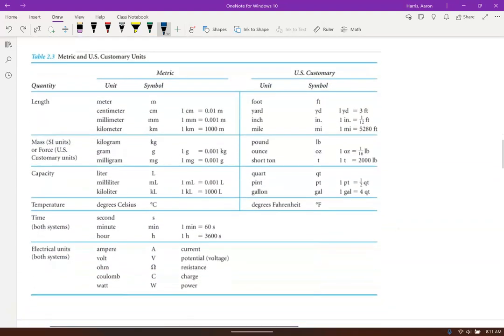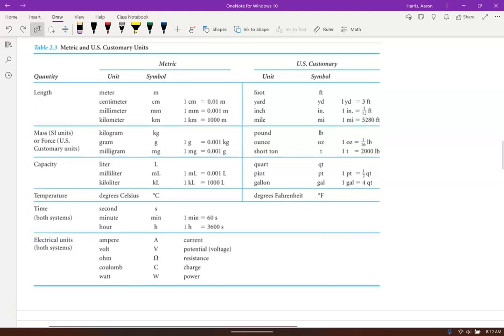So here's some table again as far as conversions between metric and U.S. customary. Okay. All right, let's do some problems here.